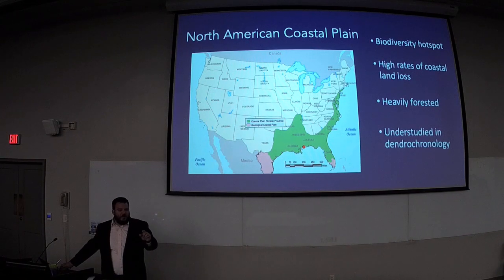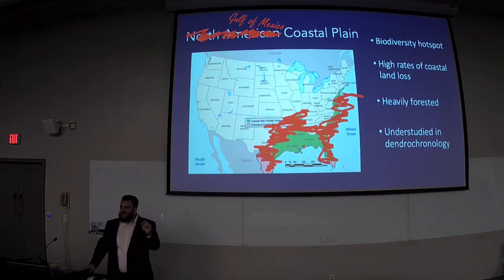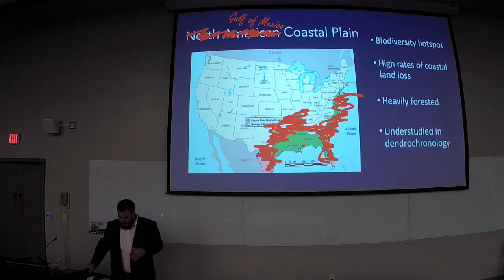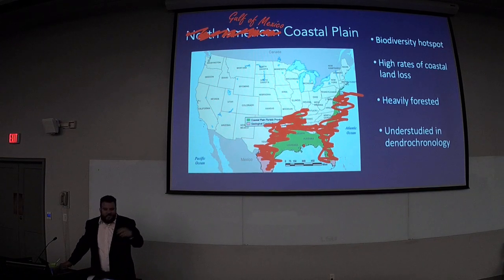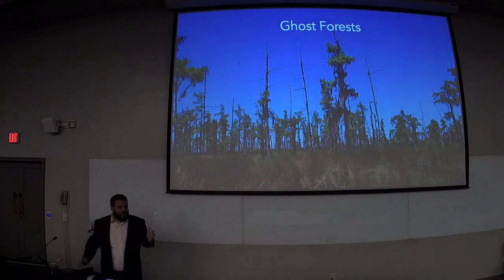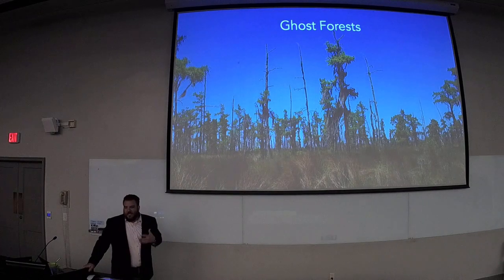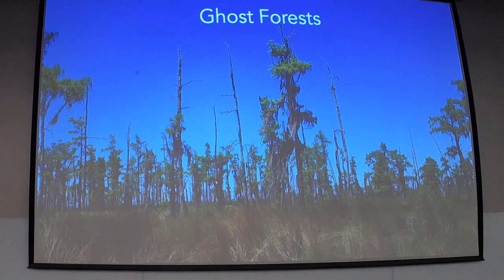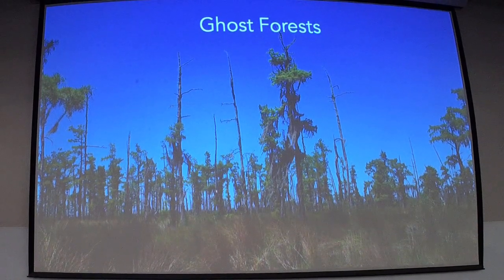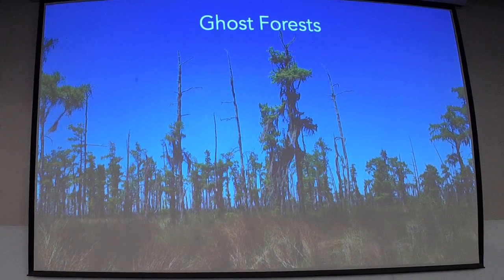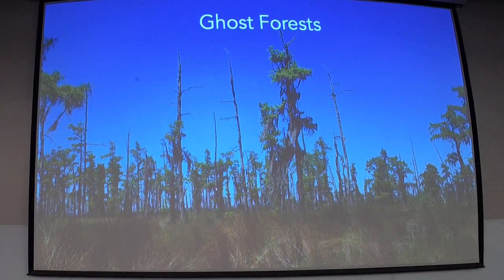I do want to reorient you a little bit better. What I'll be talking about today is really a subset of the North American coastal plain known as the Gulf of Mexico coastal plain. And because of this coastal land loss, we get a lot of dying and really stressed trees. And when those trees start to die, they lose a lot of their foliage and they become something known as ghost forests. And a lot of those trees die as a result of saltwater inundation in the coastal landscape, sometimes because of changes in drought and flood stress.